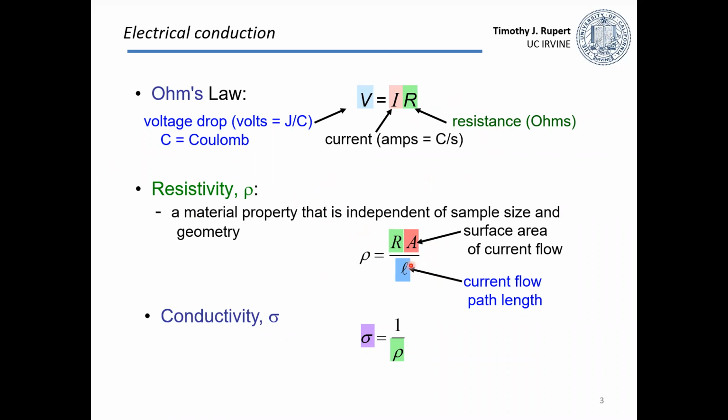So resistivity has the equation. It's just the resistance times the surface area through which we have current flow divided by the path for that current flow. We will also see oftentimes the conductivity of your material described. The conductivity is just the inverse of the resistivity, okay?